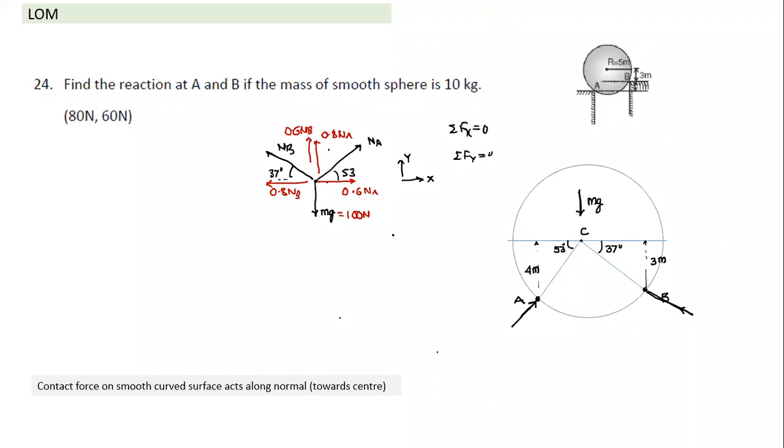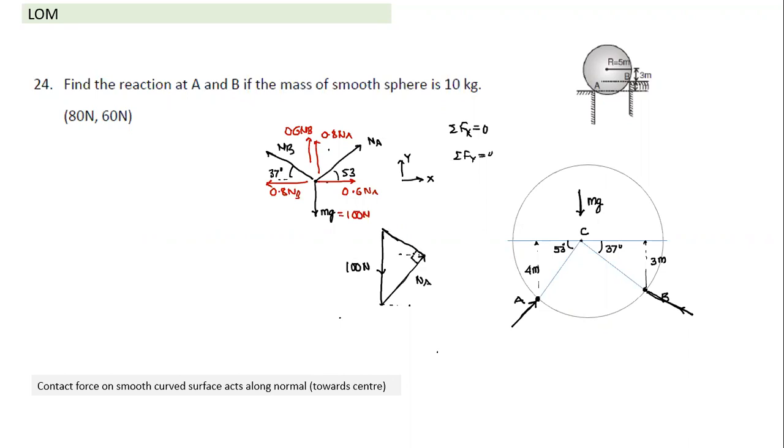So if I draw the first one, it will be like this. This is 100 Newton, mg. I have drawn a vector of magnitude 100 Newton vertically downwards. Then I draw the second vector at an angle of 53 from here. This is how NA will be. And from the head of this vector I draw the third vector, which is NB. And this angle from here is 53 and this is 37.